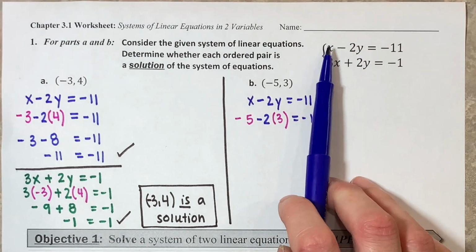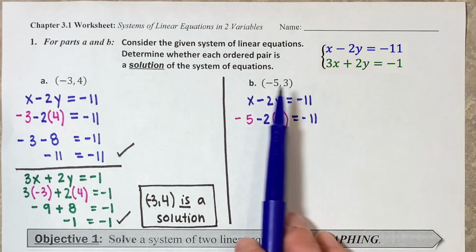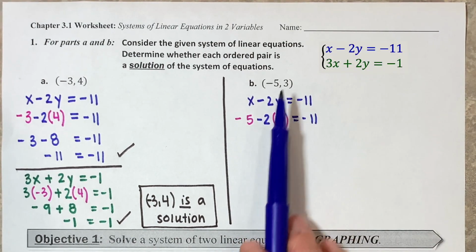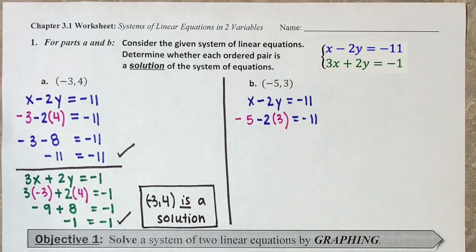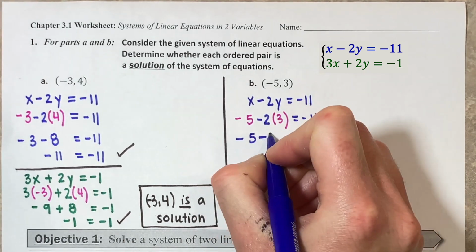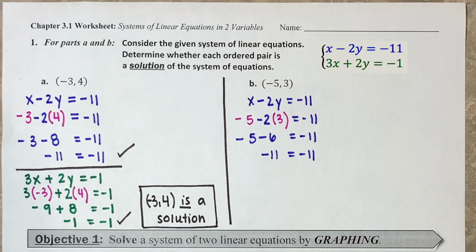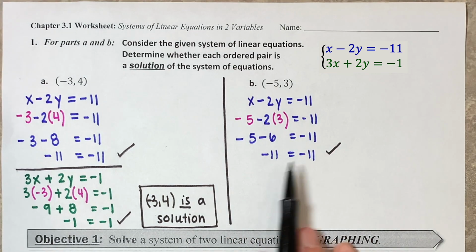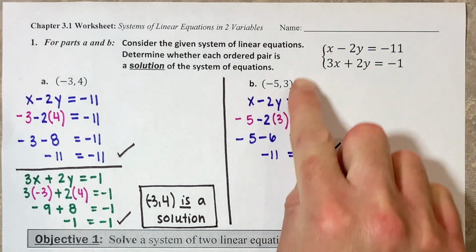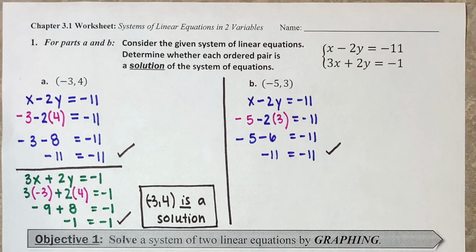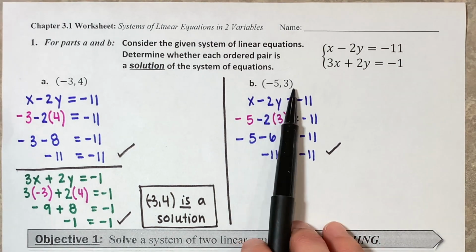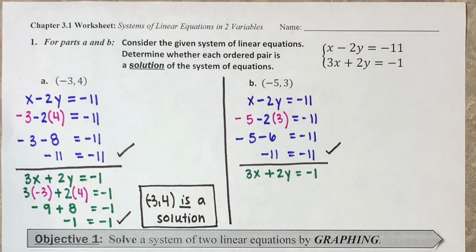Let's take a look at another example. I went ahead and copied down this first equation and plugged in -5 for x and 3 for y. Let's go ahead and simplify. We get the true statement, -11 is equal to -11. So this ordered pair satisfies this top equation. But again, in order to be a solution to the system, that ordered pair must satisfy both. So let's plug this ordered pair into the bottom equation.